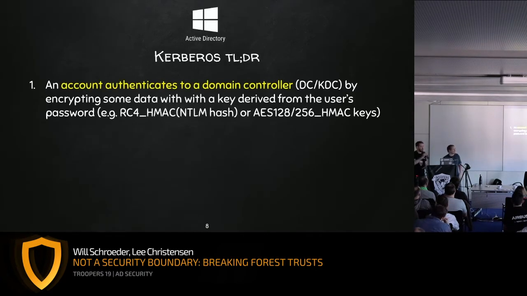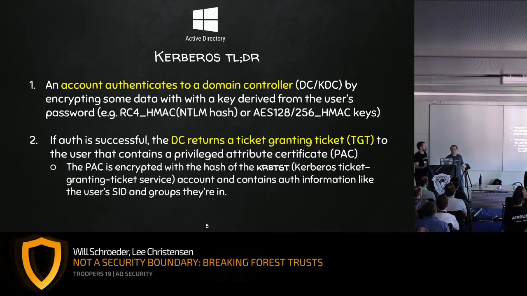So Kerberos TLDR: when a person gets on their computer, on their keyboard, they type in their password, they're authenticating to the domain controller. How does that actually happen? They encrypt a piece of data and send it to the DC, and then the DC validates that it was encrypted with their password. If the DC validates that that password was correct, it returns what's called a ticket granting ticket, a TGT.